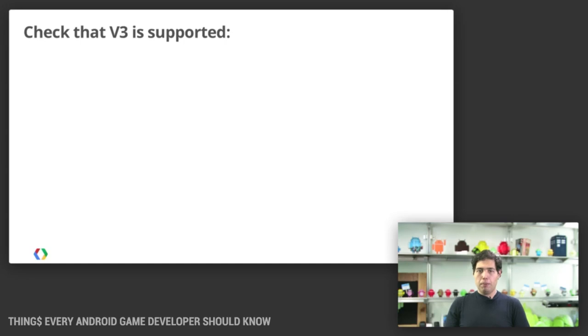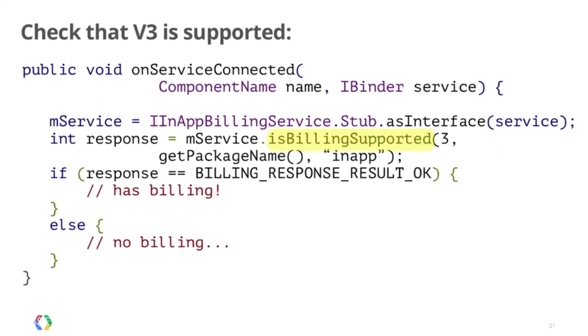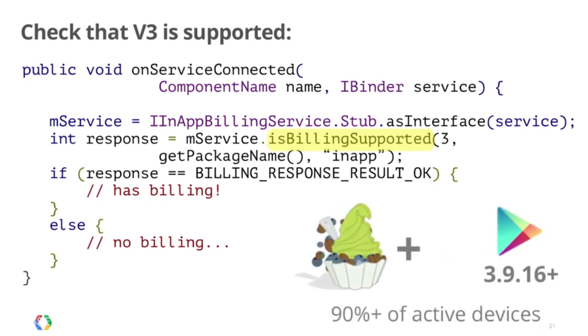Before you can make any V3 API calls, you have to check that it's actually supported. You can do that by using the isBillingSupported API call. The good news is that the in-app billing version 3 API is supported on all devices running Froyo and above, and a recent version of the Play Store, and that corresponds to over 90% of the currently active devices.